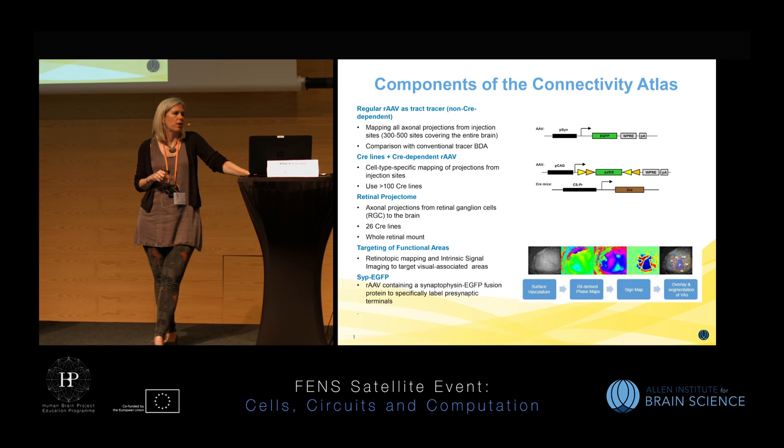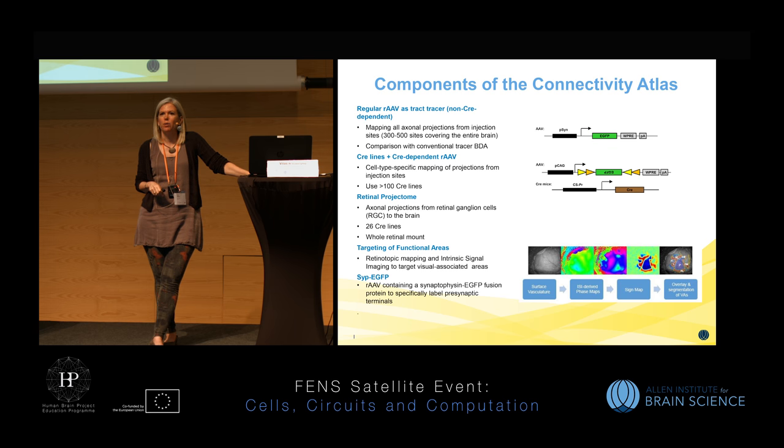And then the second phase of this project used the Cre lines. So in this case, while every cell was infected with AAV, only the cells that were Cre expressing would become green. So you can divide the different populations inside the wild-type mouse. Unfortunately, Cre lines aren't cell types, but at least you can start to subdivide a little bit more the projections from certain populations of cells.